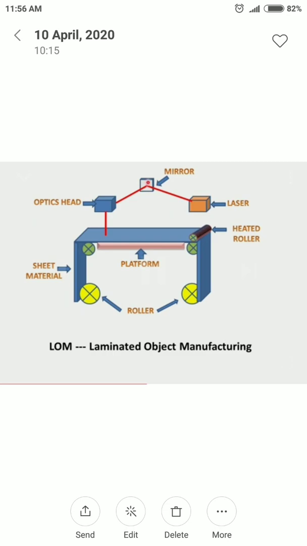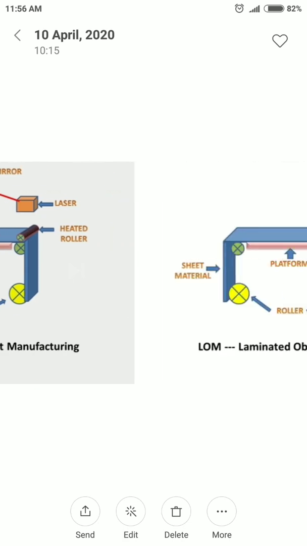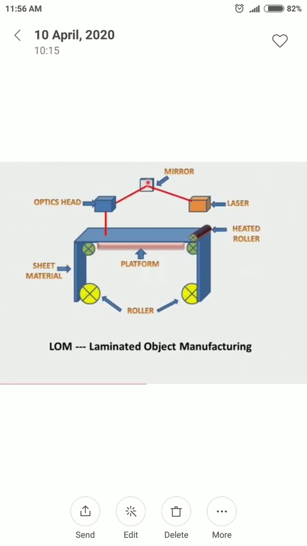This is very important from the point of view of your main examination, your internal exam, and your knowledge. I hope you all clearly understand the laminated object manufacturing process. If anybody has a doubt, please contact me on WhatsApp or call. Once again I will explain the diagram briefly.